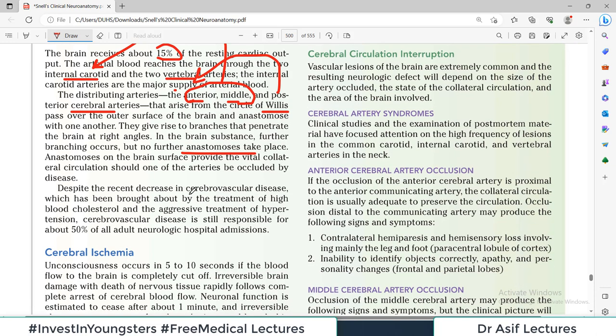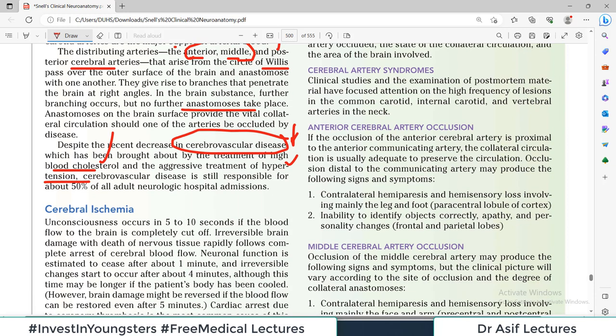Despite the recent decrease in the cerebrovascular diseases, which has been brought about by the treatment of high blood cholesterol and aggressive treatment of hypertension, ye jo cerebrovascular disease hai na, stroke wagara, they are largely attributed to hypertension and high blood cholesterol. Ab chunki ye well managed hai, well controlled hai, particularly western countries mein, to isiliye cerebrovascular diseases ka incidence bhi kam hua hai. Okay, but still, that's an important line here. It's still 50% of all adult neurological hospital admissions, they are actually because of cerebrovascular diseases.